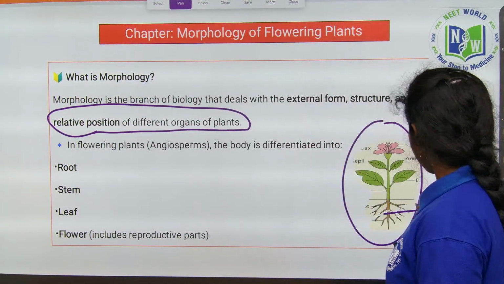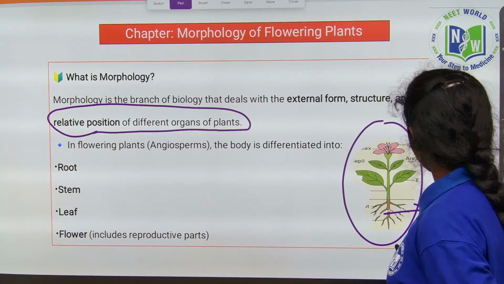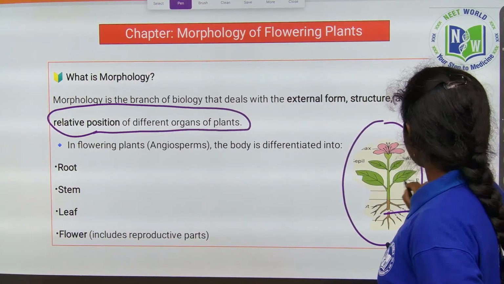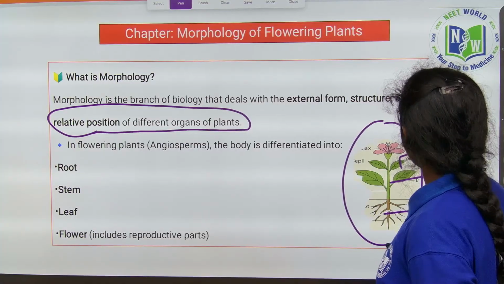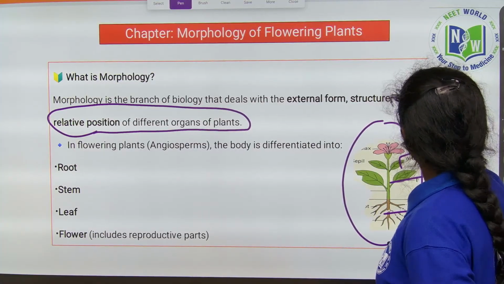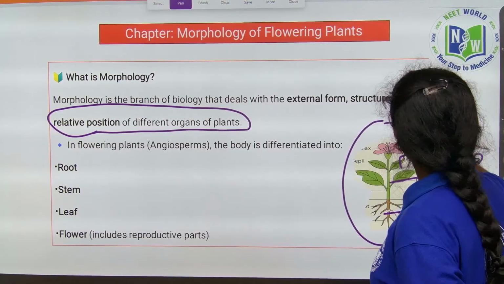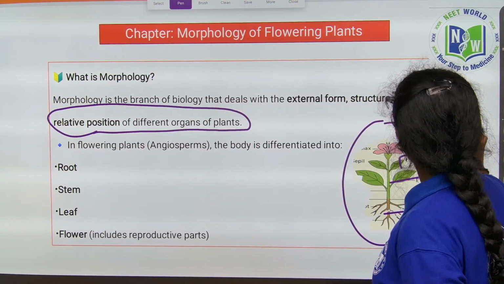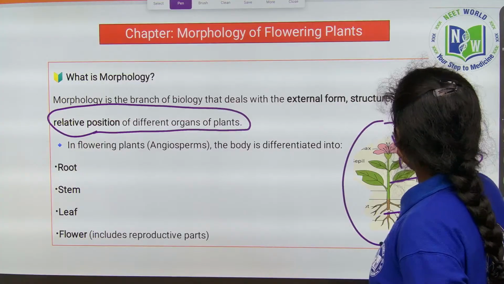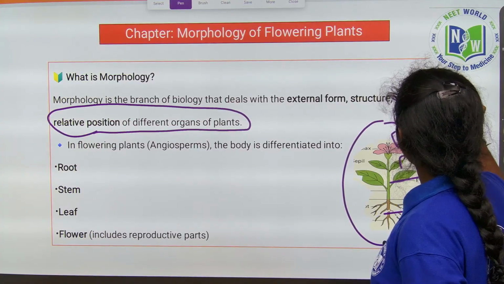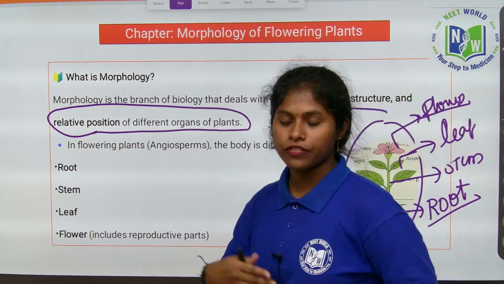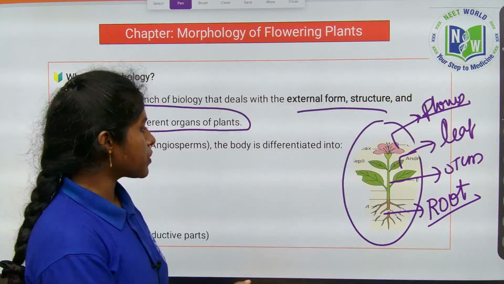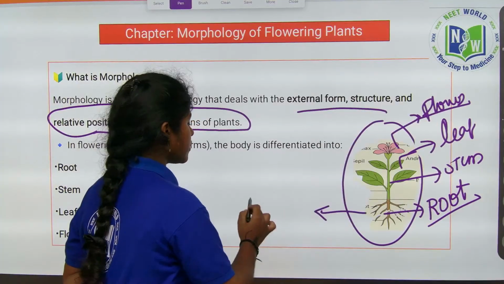See here, this is the root. Root is the external part of the plant. Stem is an external part of the plant, and also leaves and flowers. So morphology means the external forms, their structures and their relative positions, where they are present. As we can see, the root is present under the soil.